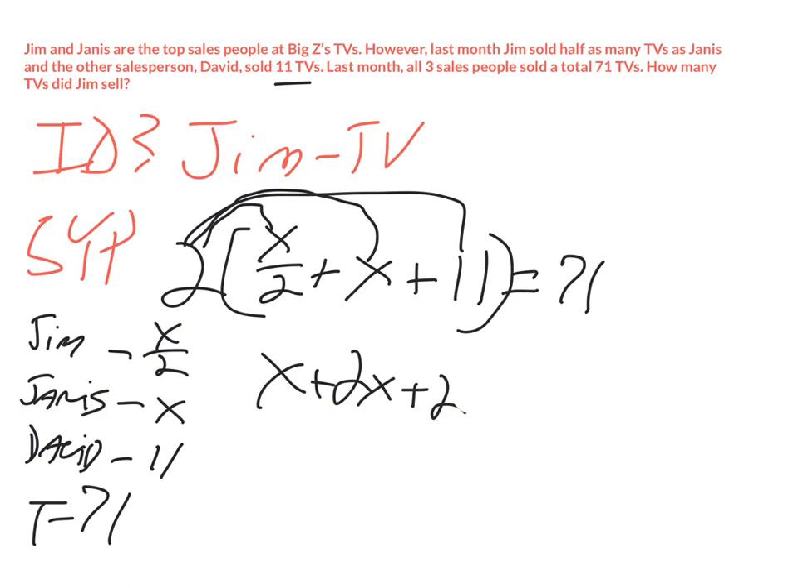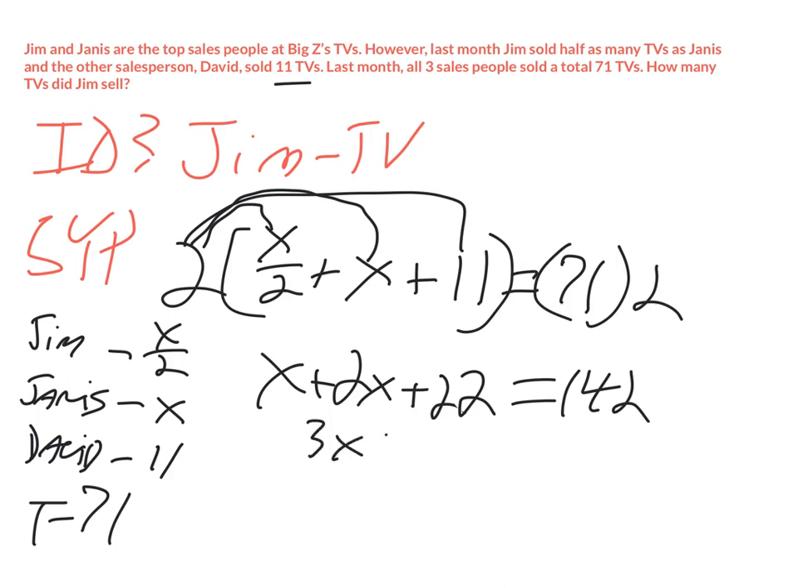And also, remember, whatever I do to this side, I have to do to this side. So because I multiply this side by 2, I have to also multiply that by 2. So 71 times 2 is 142. Okay, so now I'm over here. So X plus 2X is 3X plus 22 equals 142. And then we're going to do the opposite of positive 22, and minus 22.